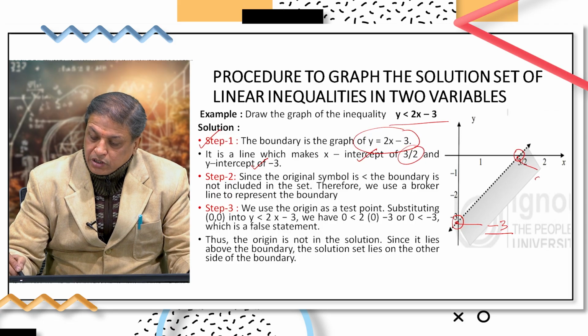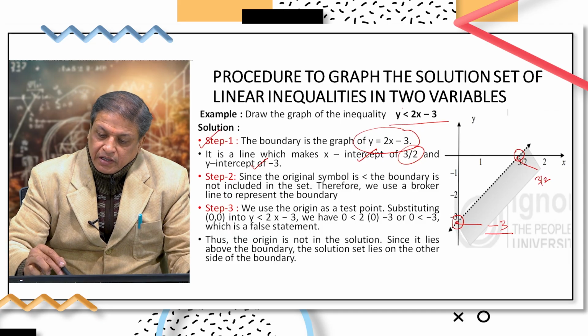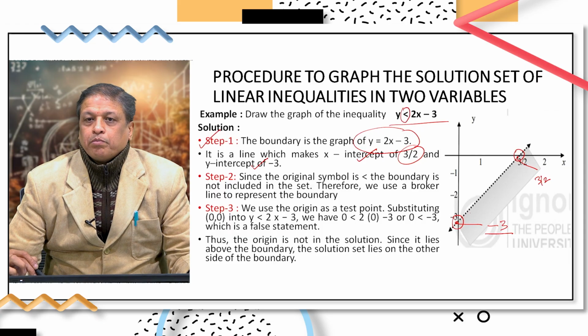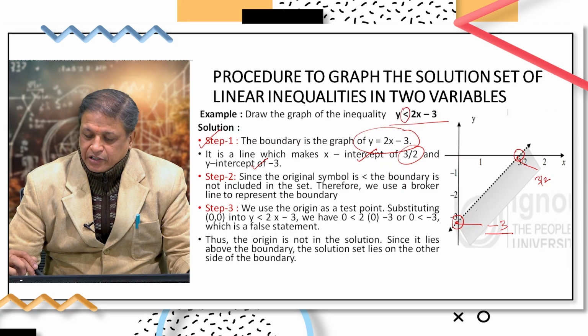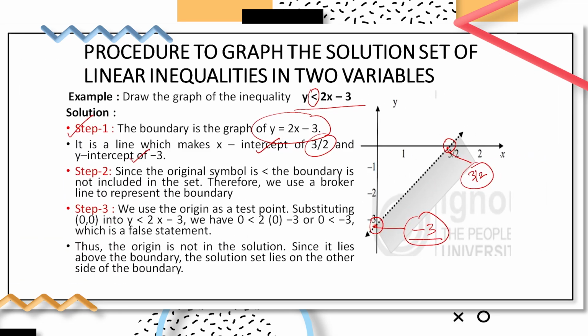So 3 by 2 is the x-intercept, and because the inequality is less than, obviously the boundary line should not be a solid line, it should be a dotted line connecting the intercepts minus 3 and 3 by 2. Now we are supposed to verify which coordinate satisfies the equation.